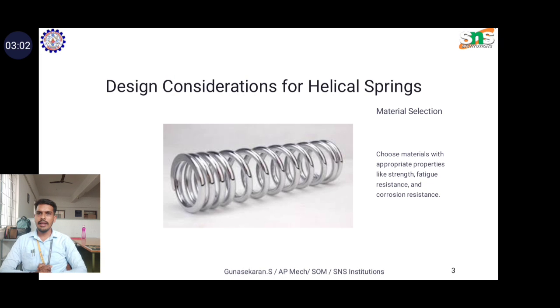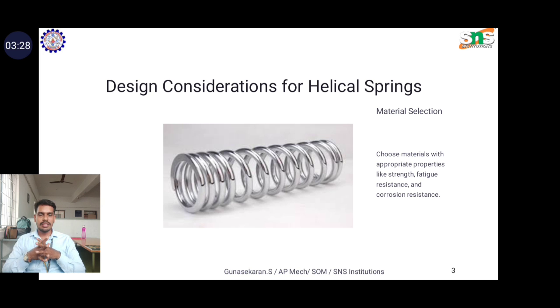Now, seeing design considerations for helical spring. First, material selection. Designing helical spring involves critical considerations to ensure optimal performance and longevity. Starting with material selection, material properties: choose material with suitable tensile strength, fatigue resistance and elasticity for the intended applications.